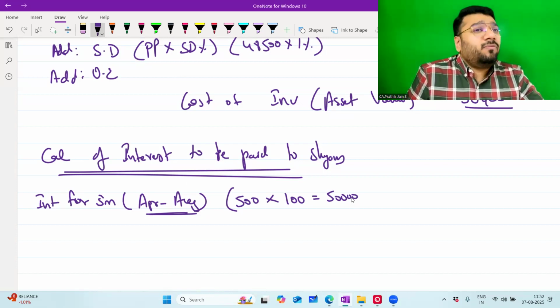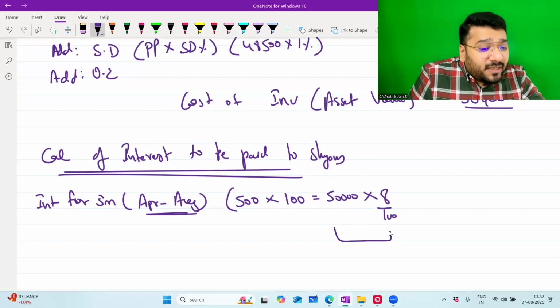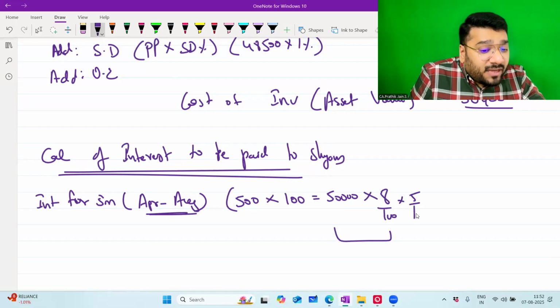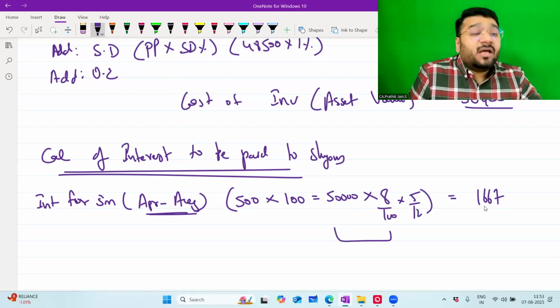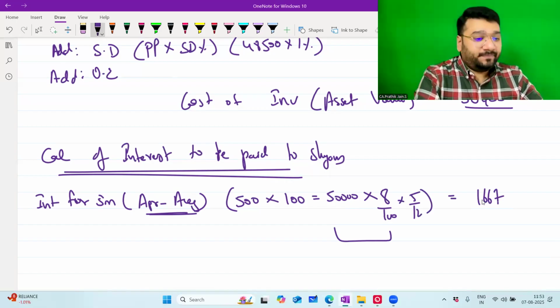Now, 50,000 rupees is the investment value of whom? Sham. He has invested in the current year for how many months? 5 months. What is the interest rate? 8 by 100. 50,000 at 8 by 100 will give the interest for the entire 12 months. We want it for 5 months, so 5 by 12. How much? 1,666.67, so 1,667. Can I take it? Yes. This is the interest that you have to pay to Sham.